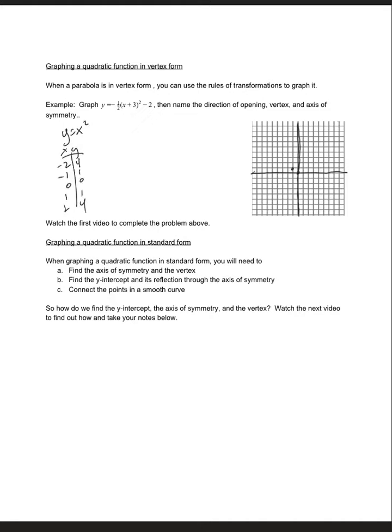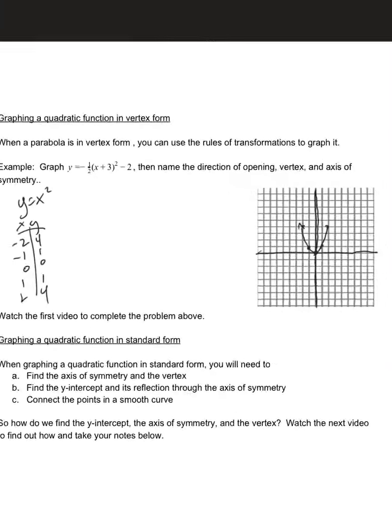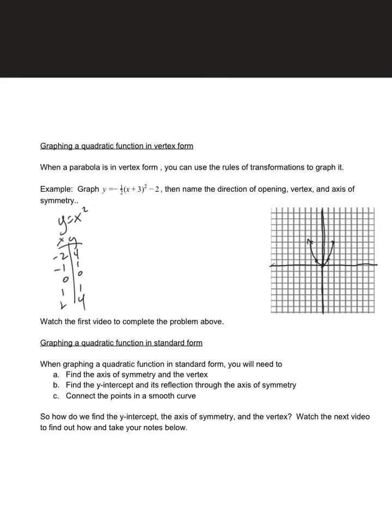So when I plot the parent graph, that would look like this. Now, I'm going to zoom in a little bit so we can see this better. There we go. Now, we're going to do the transformations.